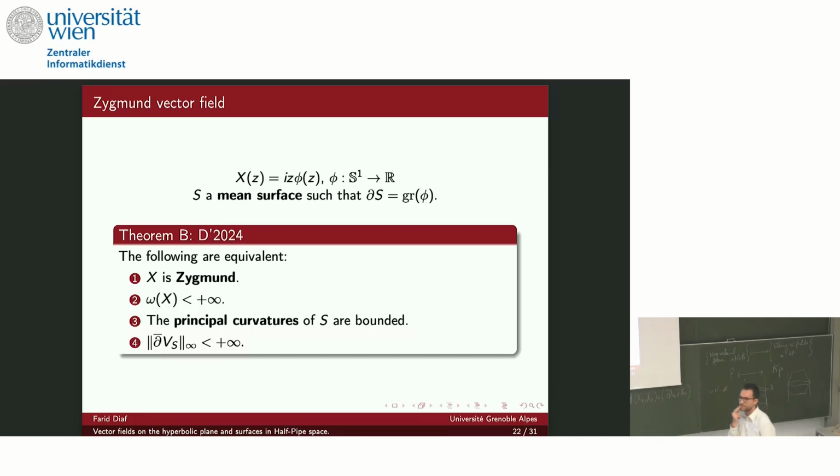Zygmund vector fields are in the intersection of all Sobolev vector fields Hs for s greater than 3/2. What I know is that Zygmund vector fields are alpha-Hölder for any alpha between 0 and 1. I don't think that they are in Sobolev. No, in the intersection of all Sobolev spaces Hs for s greater than 3/2. Maybe, I don't know. Because that's the corresponding Zygmund space.